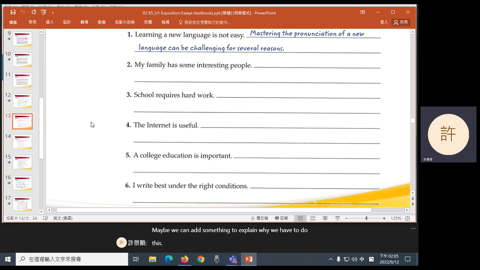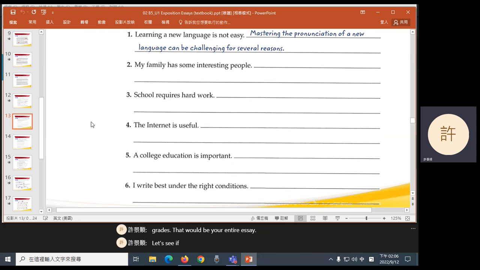So maybe a slightly better answer could be, at school, we need to work hard, pay attention, listen to class, so that we can get good grades. Right? That gives us a reason why we have to do this. And therefore, the rest of the essay would explain why we have to do each of these things in order to get good grades. That would be your entire essay.